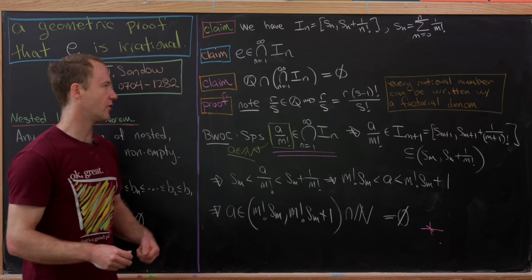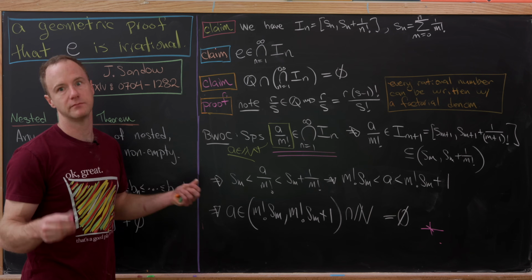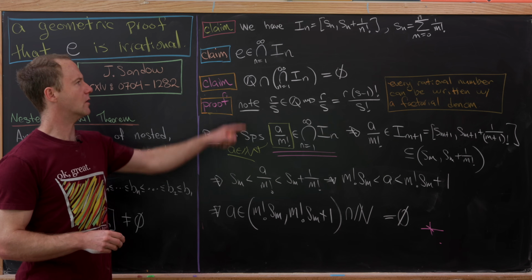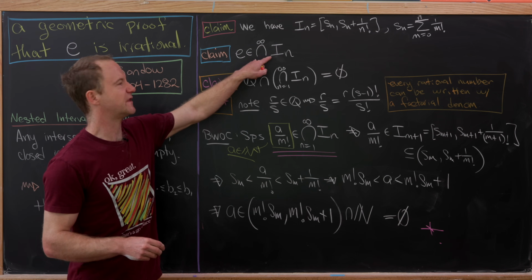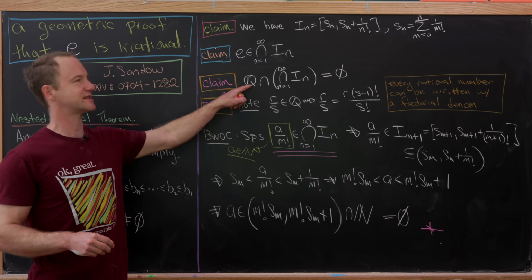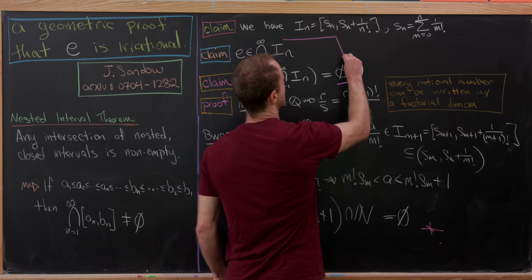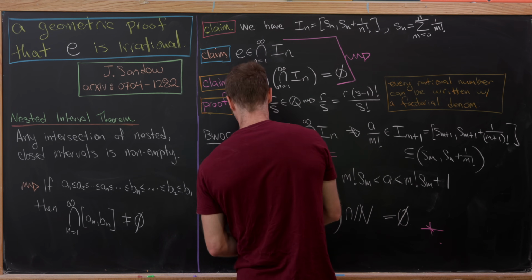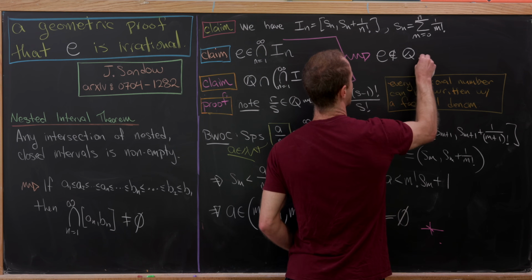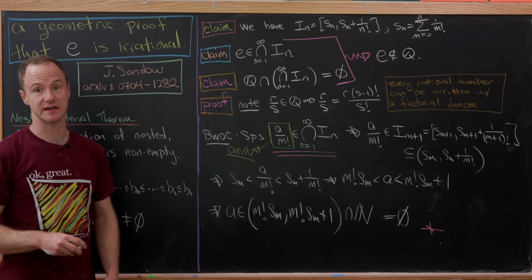So pushing that all the way to the top, that means the intersection of the rationals with our intersected intervals is in fact empty. Oh, but e is within this intersection. But the intersection does not intersect the rationals. That means that e must be outside of the rationals. So these two things together tell us that in fact e cannot be a rational number. So what did everyone think about this proof? I think it's really nice.